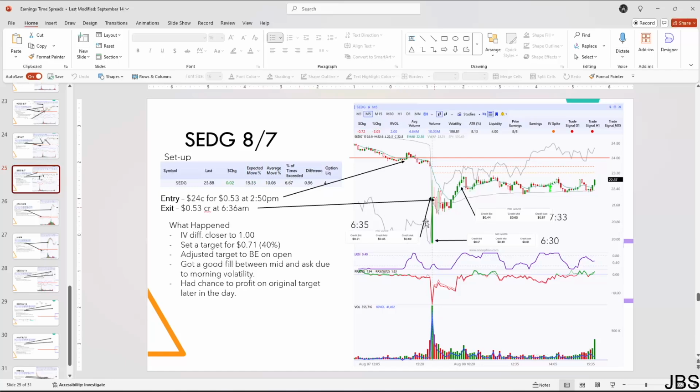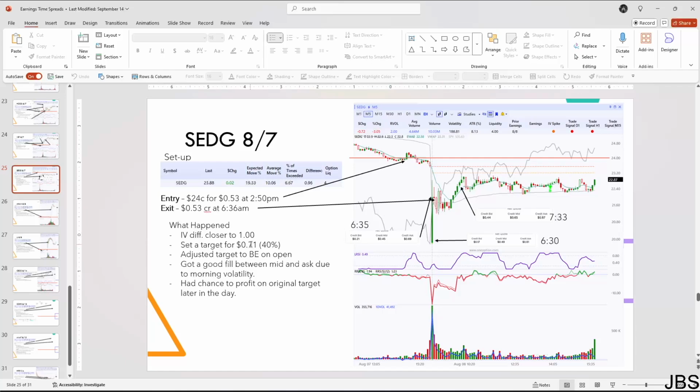Here is a SEDG ETS that we ended up scratching. So we took the $24 calls for a 53-cent debit, exited for a 53-cent credit earlier in the morning. Stock did move. You can see that the expected move was 19%. And it actually ended up staying in that prospective move, but above the average move. So it's kind of in between this range. So where I got out was pretty much on this candle here. I like this green candle. I didn't love this tail.